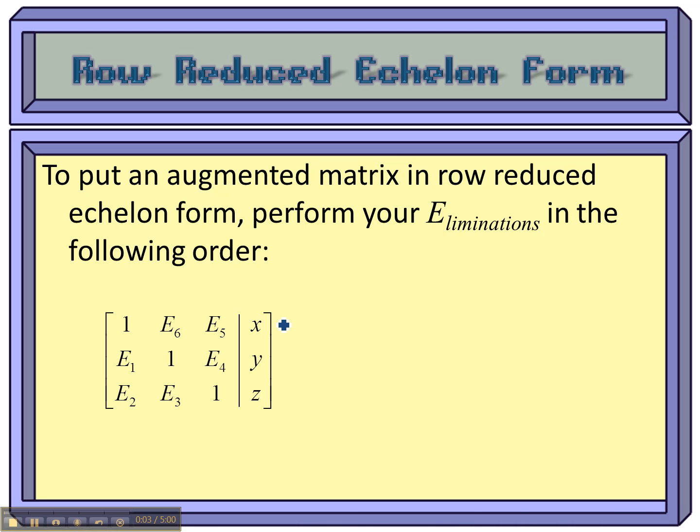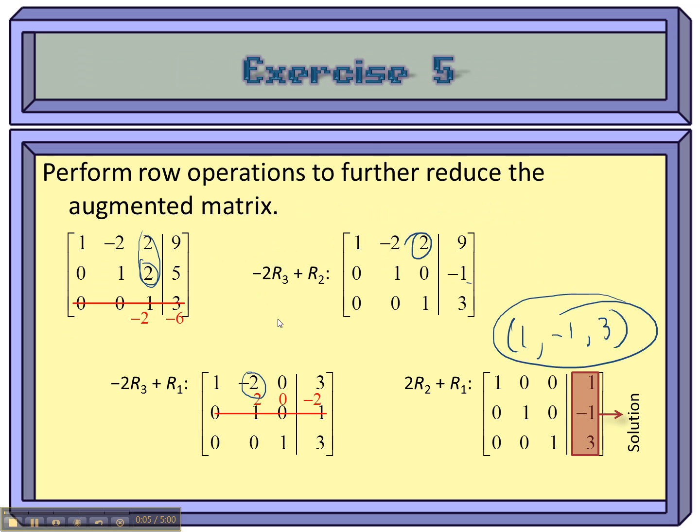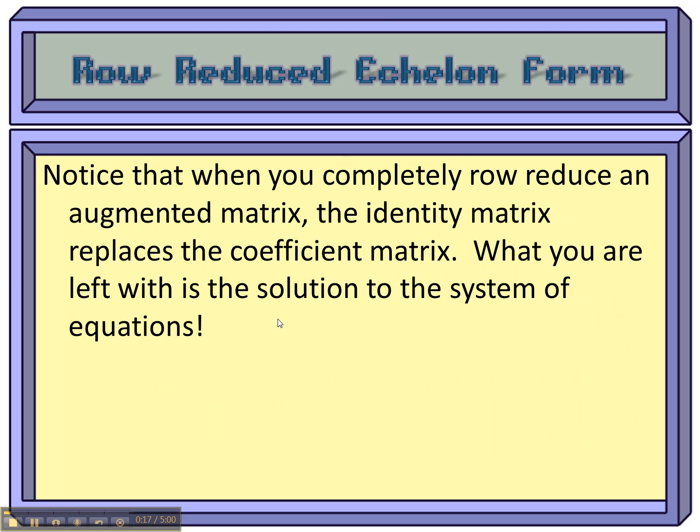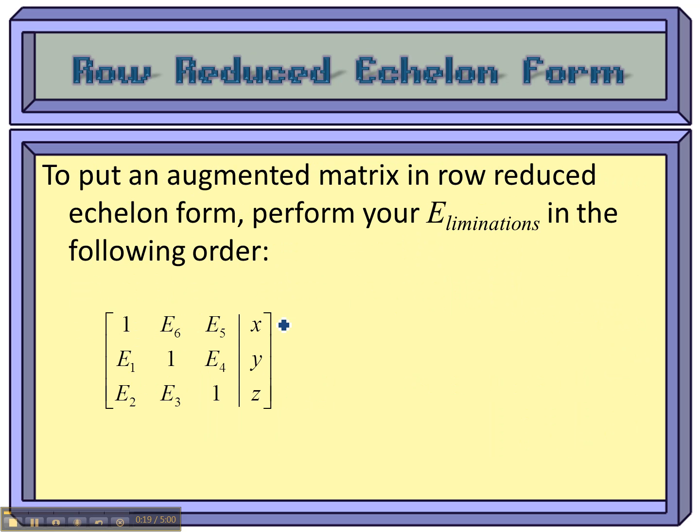Alright, so what we were just doing is we were taking a system of equations, putting it into an augmented matrix, and not just getting it into reduced echelon form, but row reduced echelon form. So our final product gives us the actual solution at the end. So this is the order that you would do all of these eliminations in. What I've done here is I've just numbered off all of the eliminations.